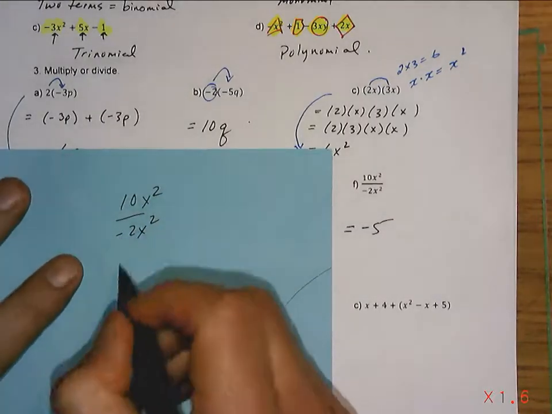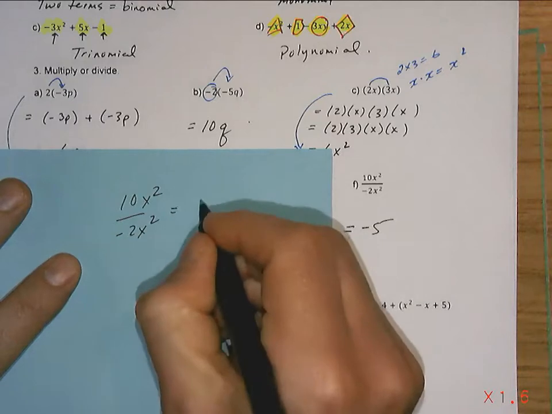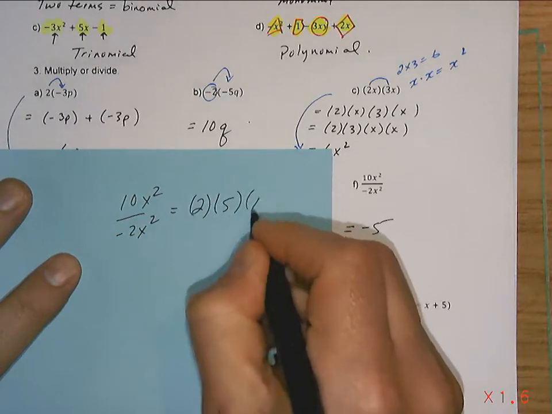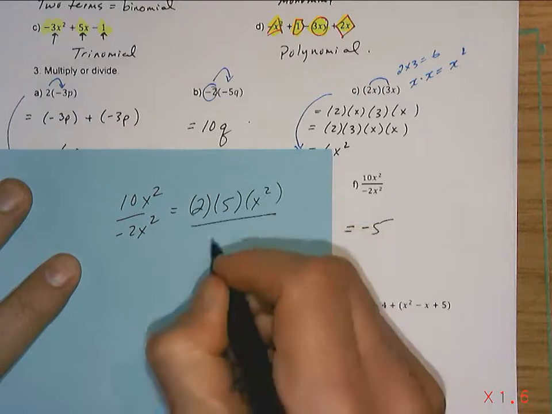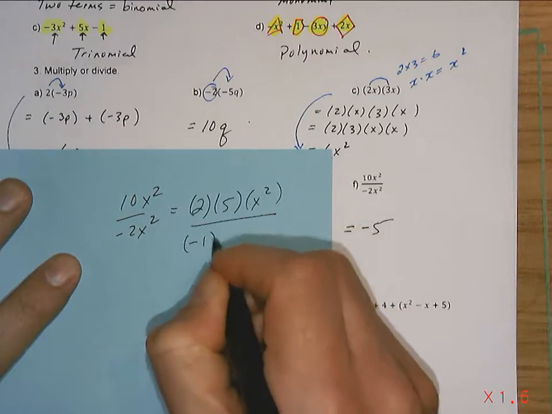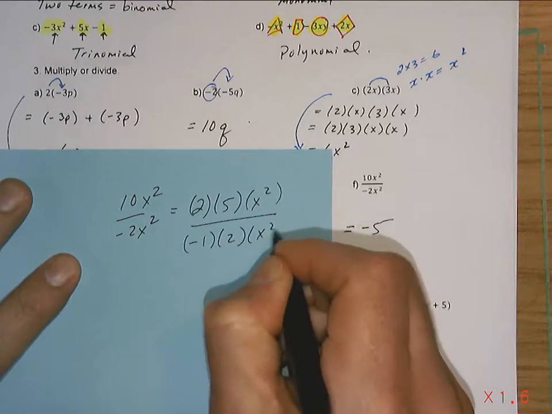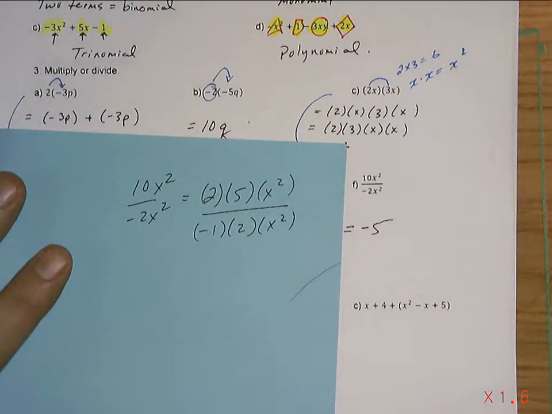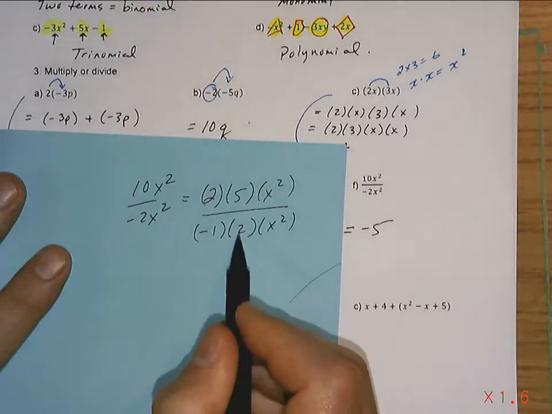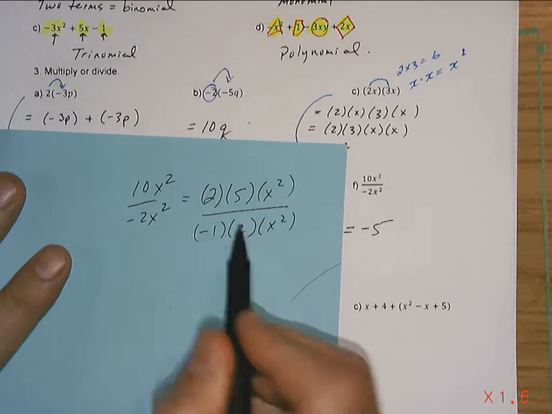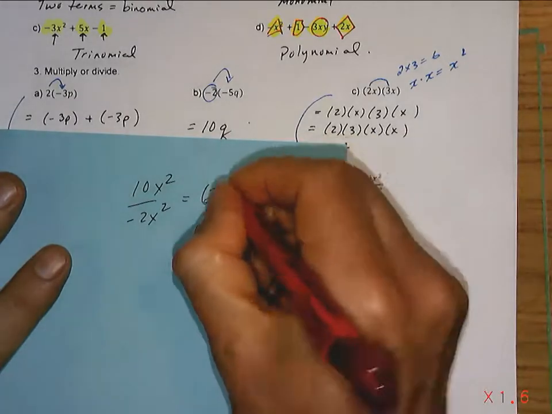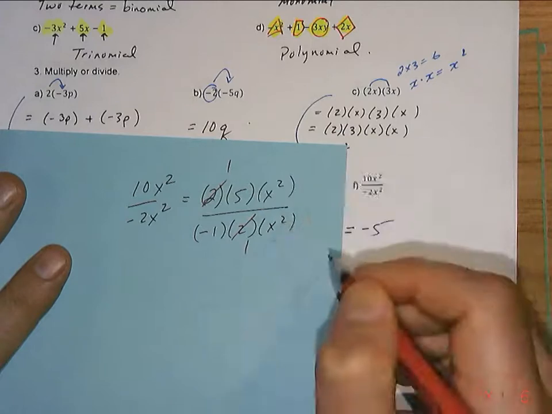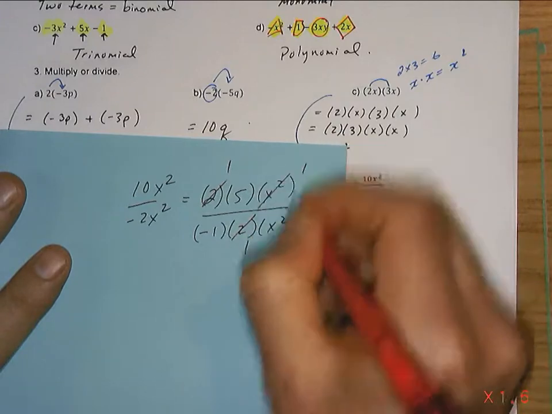So what's really happening here is this 10 can be broken up into a 2, a 5, and I can leave that as an x squared, because on the bottom, I can also leave that one as an x squared. Now look what I did with this negative. I made it negative 1 to move the negative out so it wasn't in the way of me noticing that these 2's are going to reduce. This is x squared on top, this is x squared on the bottom, so they're going to reduce.